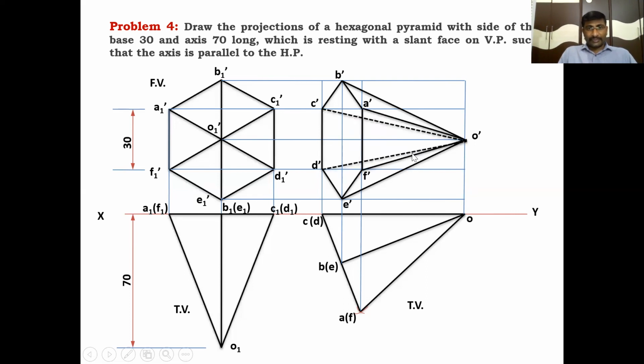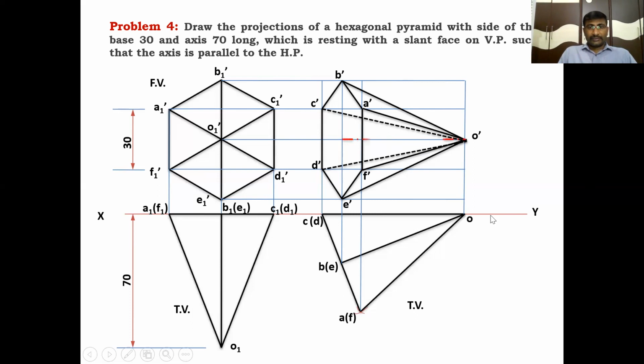Invisible lines are these. These are the lines which are on the backside of the solid. Therefore, these are invisible lines, which are represented by dotted lines. These two slant edges are invisible. The remaining four slant edges are visible.